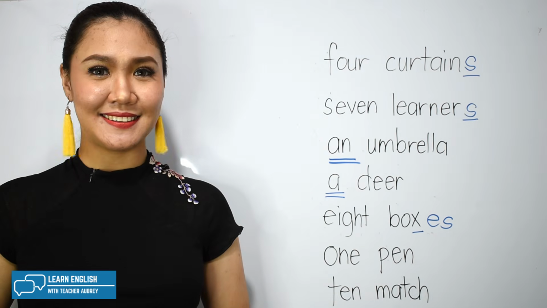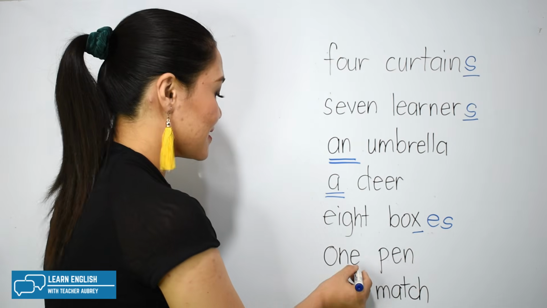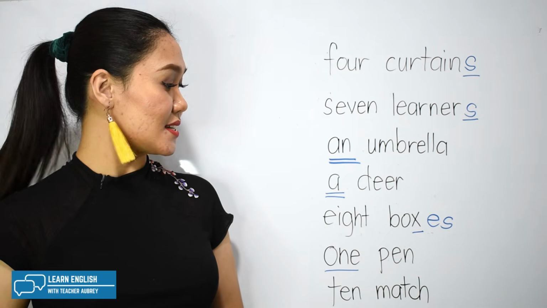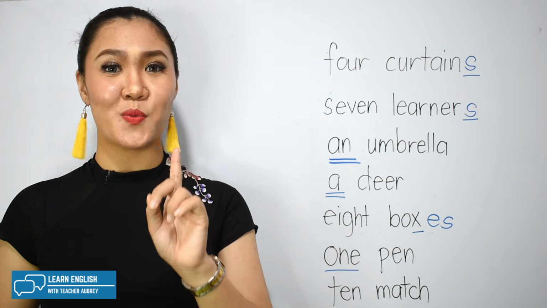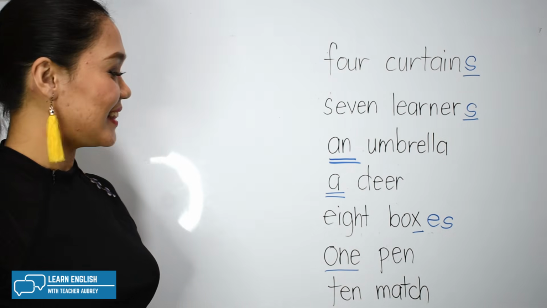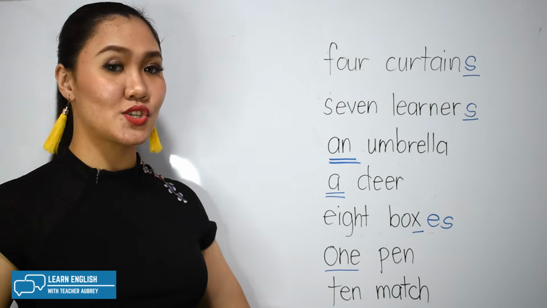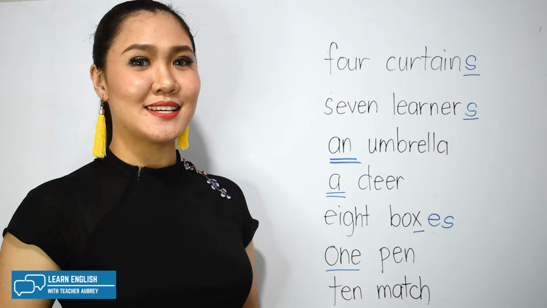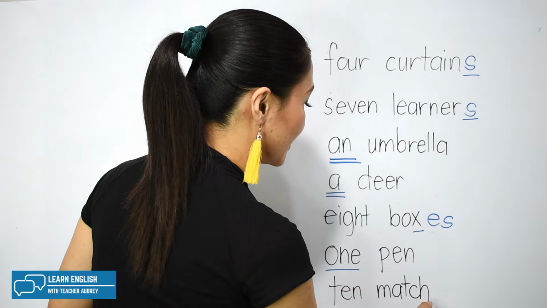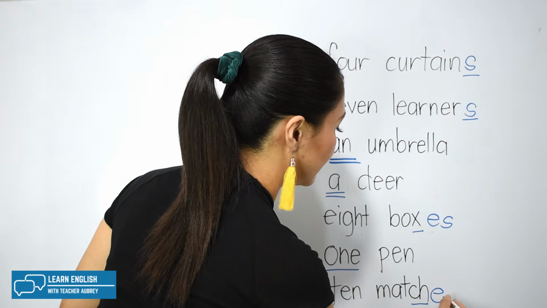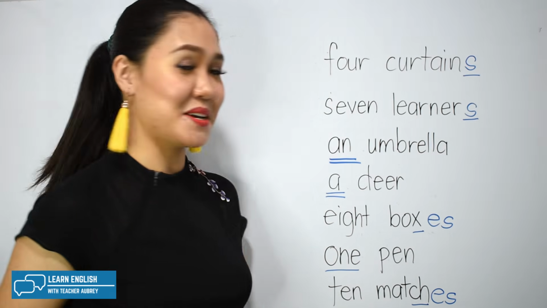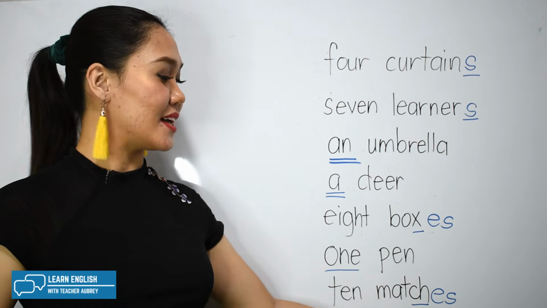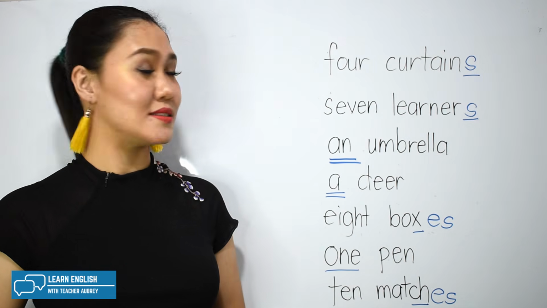1 pen. Obviously, it's singular and doesn't need an S or an ES because it's only one. And the last one is 10 match. How can we make this plural? Since it ends in letter CH, we need to add an ES to make it plural. 10 matches. Let's take a look at all these.